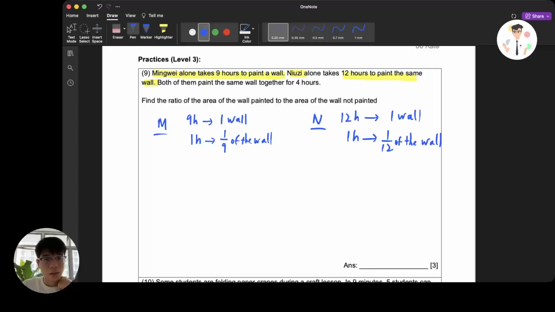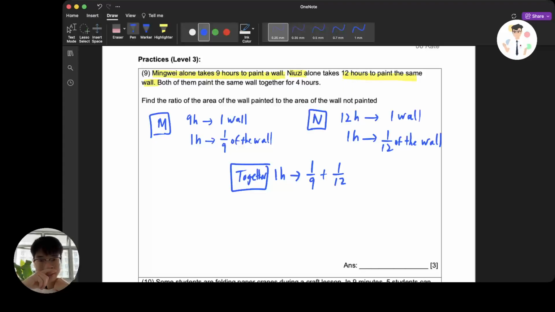Now, in that case, if in 1 hour Ming Wei painted 1 out of 9 of the wall, and Niu Zi in 1 hour painted 1 out of 12 of the wall, I can say that if they were painting together, now I'm using the word together, in 1 hour they'll be able to paint what? 1 out of 9 of the wall plus 1 out of 12 of the wall together. Does it make sense? If they're together, then I just add them together.